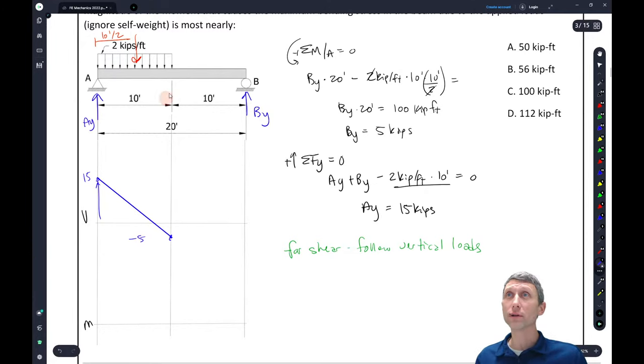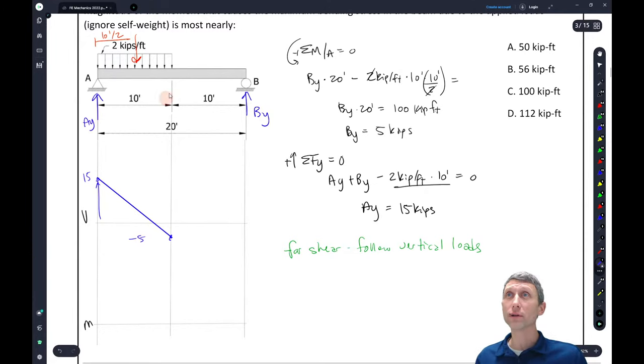So I can solve for BY. This isn't too crazy in terms of math: 800 times 4 plus 200 times 8 gives us 4,800, divided by 16, and I get 300 pounds for BY. Okay, so BY hopefully works.